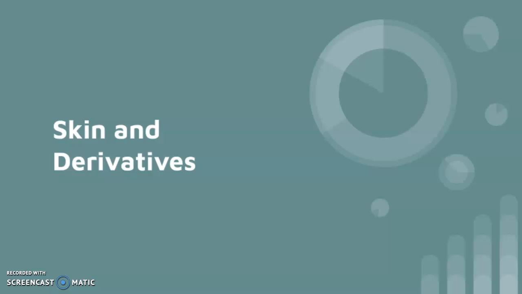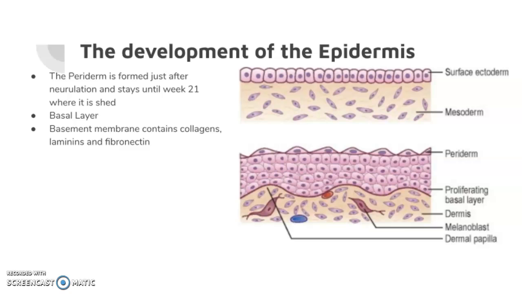Hey guys, I'm Joshua Woodrum, and I'll be talking about the first part of skin and derivatives and where they come from in the embryo. So, the first part I'm going to talk about is the development of the epidermis.